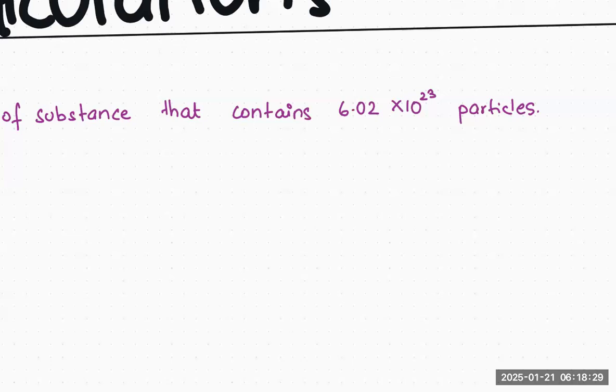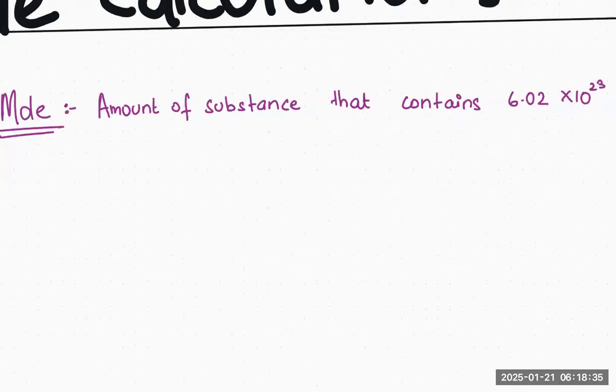Now, this number that you're seeing over here, 6.02 into 10 raised to the power of 23, might seem familiar to you guys as Avogadro's number. This is Avogadro's number, 6.02 into 10 raised to the power of 23, right?